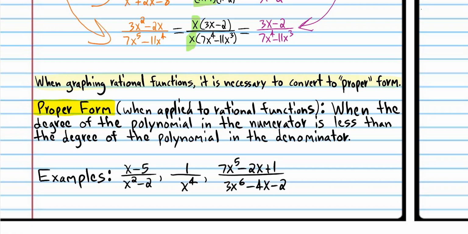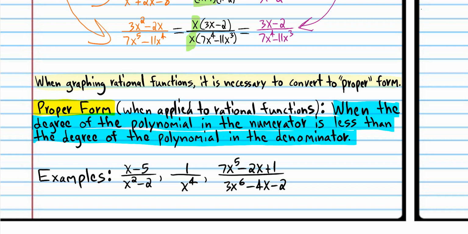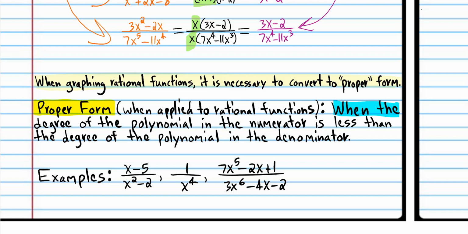Now, it's important to understand that in order to graph a rational function, we need it to be in what we call proper form. Proper form is when the degree of the polynomial in the numerator is less than the degree of the polynomial in the denominator. All the problems that we're going to do today involve rational functions in proper form. We're not going to do any problems where we have rational functions in improper form today, but in the next class we're going to deal with those.